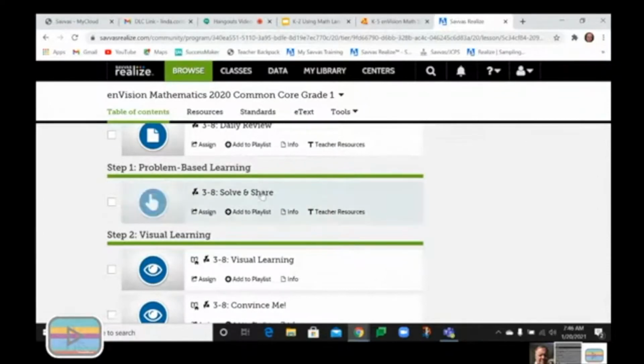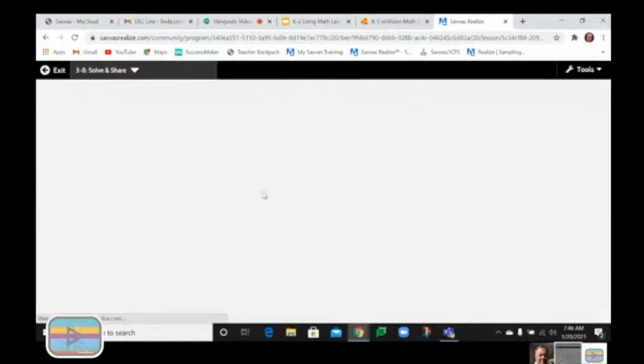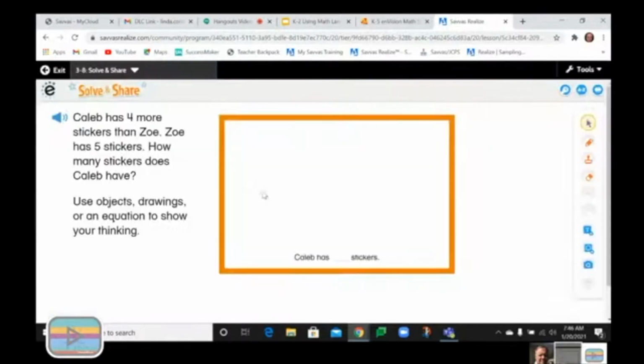All right, so I'm going to open up the solve and share. Let's pretend that you're actually getting ready to teach your class, and this is what you would have showing for the students. You can see there's your word problem over here. They have a workspace here, and then they have these tools. We'll talk about those in just a minute. So we're going to start off with our 3 reads.